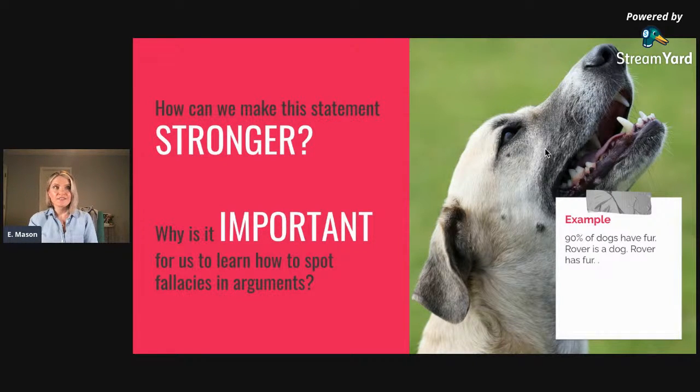Rover is one of the 90% of dogs that have fur. Okay, that leaves no room for doubt that he is one of the 90%, because you never know, he could be one of the 10% that is a hairless dog. So think about it: why is it important for us to learn about these fallacies and arguments? The fallacies are not always going to be about dogs, right?